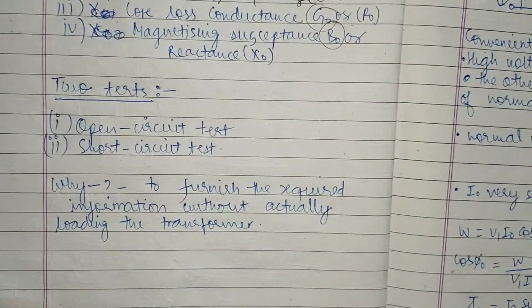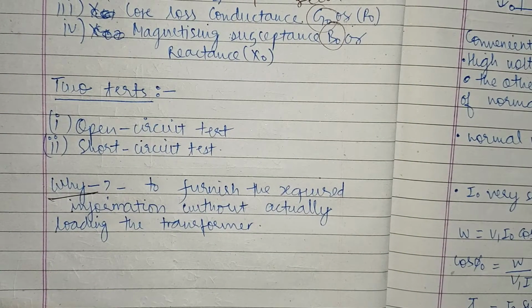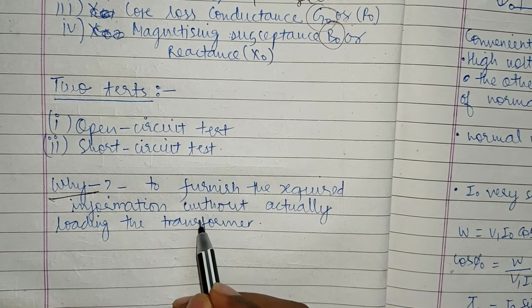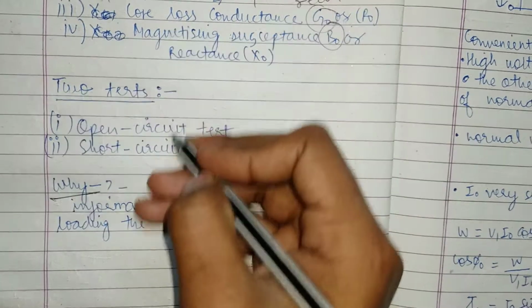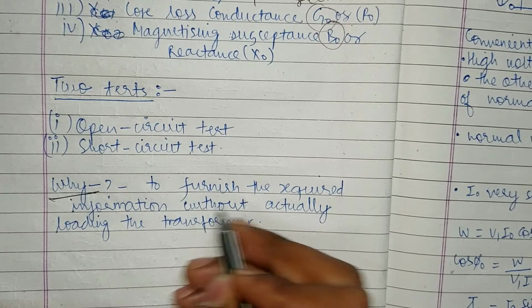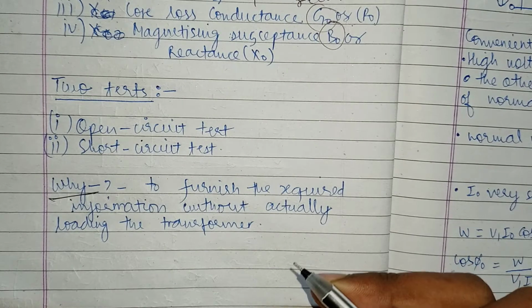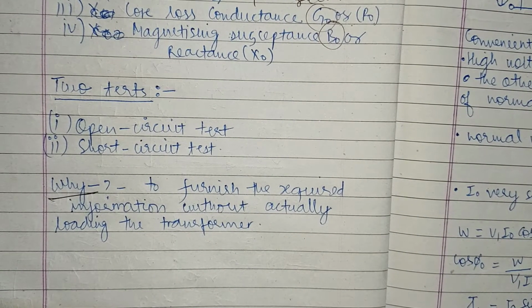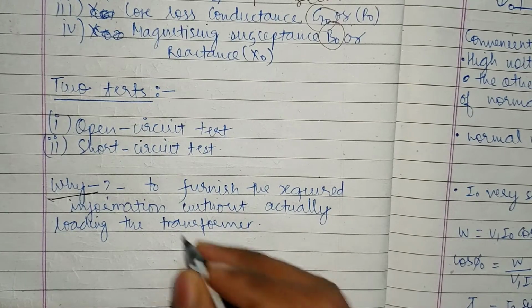Now the question comes to mind: why are we performing these tests? To furnish the required information without actually loading the transformer. We come to know these parameters without loading, meaning we do not connect any load resistance to our transformer.